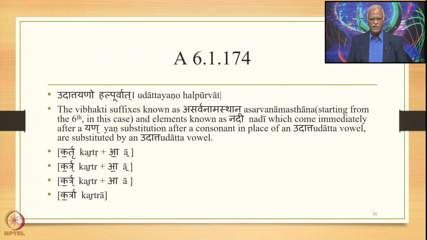Here is the sutra, Udatta Yano Halpurvat, 6.1.174, which plays a very crucial role in bringing about the accent in these forms. So, the meaning of the sutra is stated over here. What this sutra means is that the vibhakti suffixes known as asarvanama sthana, meaning thereby that they start from the sixth case in this case, and elements known as nadi, which come immediately after a yan substitution, which is after a consonant in place of an udatta vowel, then such an asarvanama sthana vibhakti or a nadi, they are substituted by an udatta vowel.